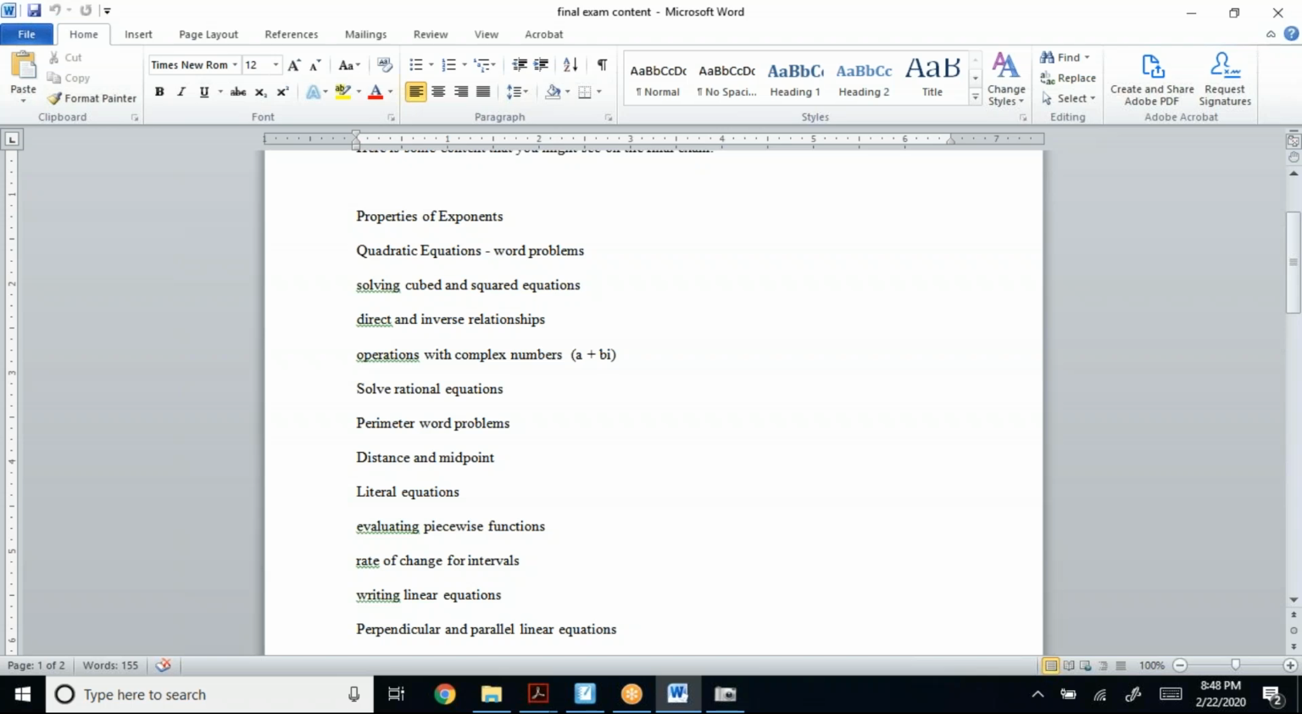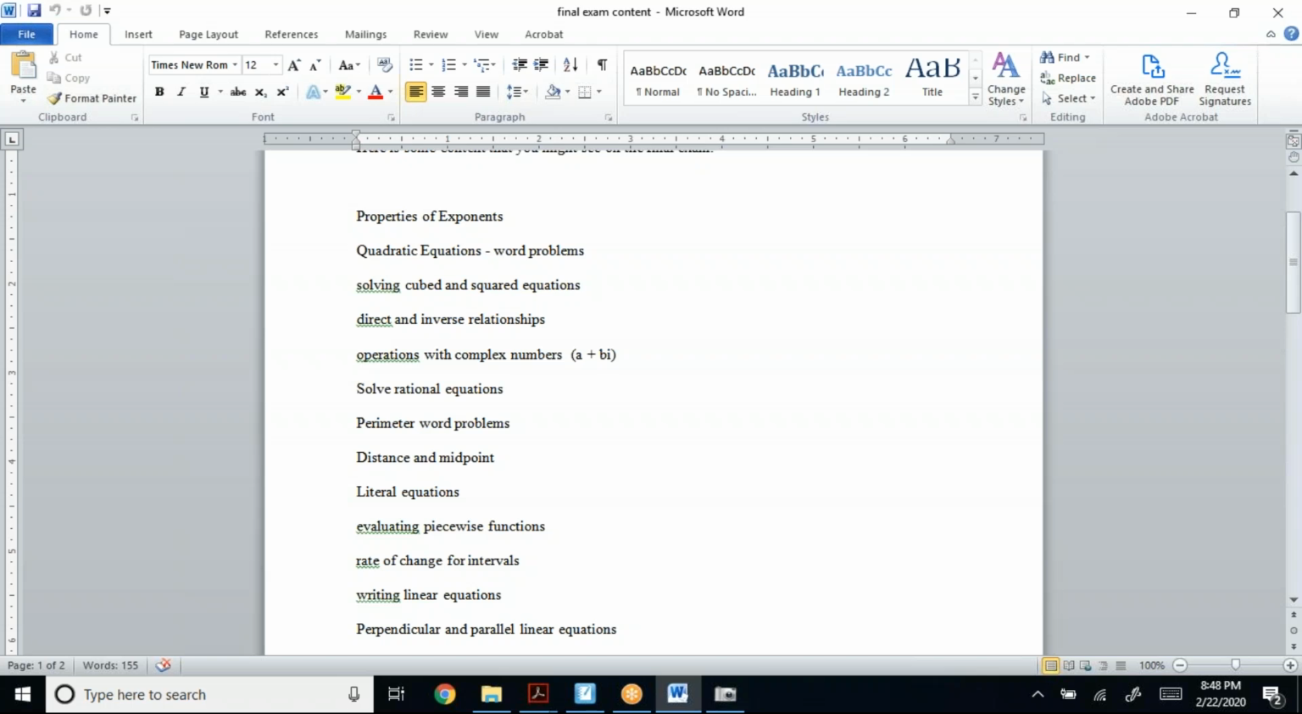Operations with complex numbers. I gave you that problem, a plus bi, and then multiplying complex numbers would really be a good one. Dividing complex numbers would also be a real good one. Solving rational equations, what I'm talking about is an x raised to a fraction of a power. Okay, that's what I'm really talking about. So just know, we worked a couple of quadratics that look like that in the rational equations and stuff.